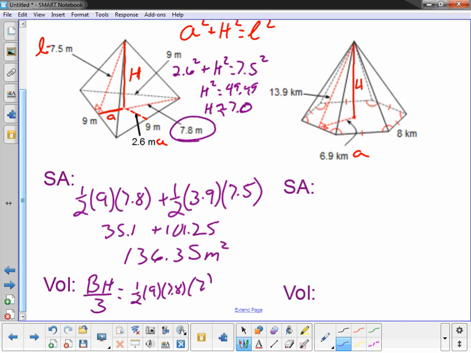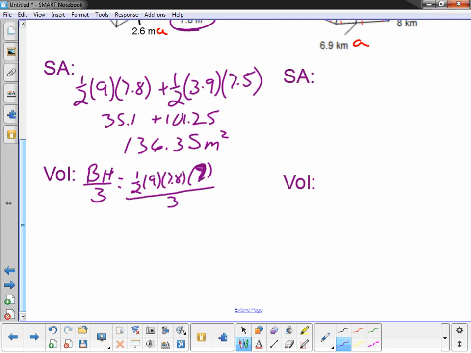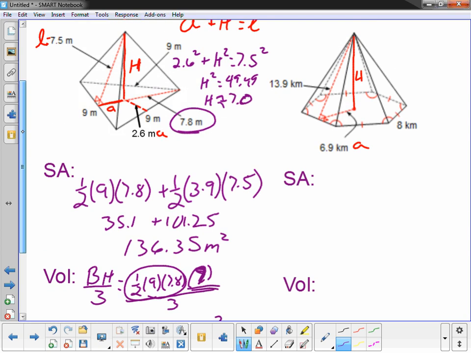Times 7, and then I divide by 3. Down here, as I work through this problem, for that 7 I'm going to use the whole number that's in my calculator. So 7.8 times 9, divide that by 2, take that whole answer and divide it by 3, and I get 82.3 cubic meters. So I took the area of the base times the height, which I had to find, and divided it by 3. Now let's take a look at the other pyramid.